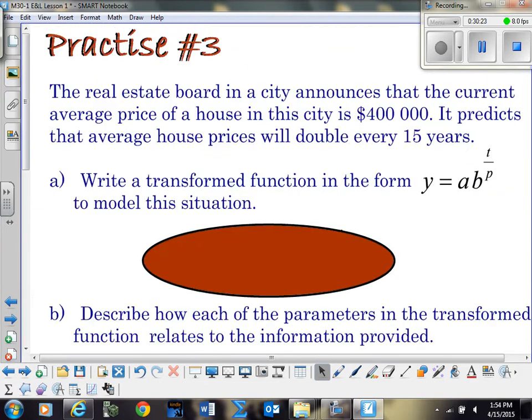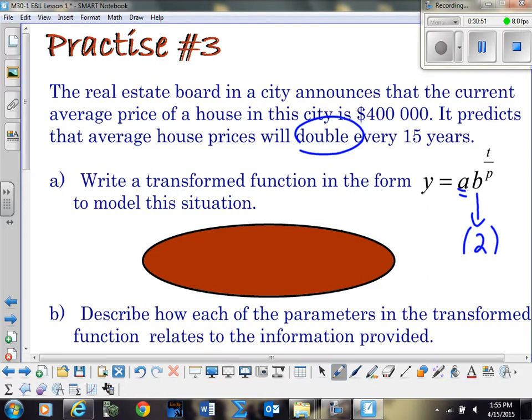Let's try one. A real estate board in a city announces that the current average price of a house is $400,000. So the current price would be the starting amount. A would be the $400,000. And it will double. The word double right there tells us that our base is 2. It doubles every 15 years.